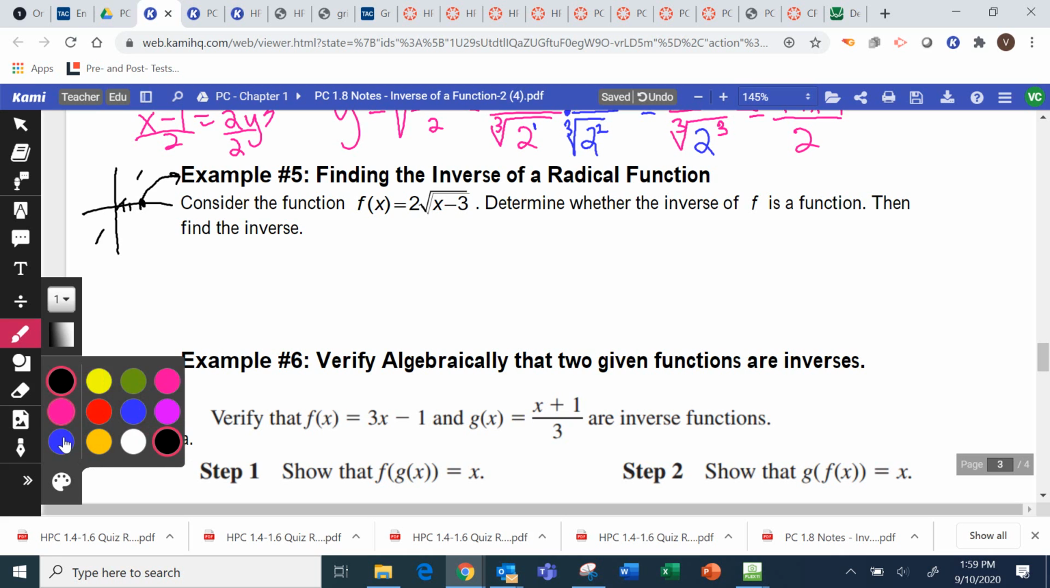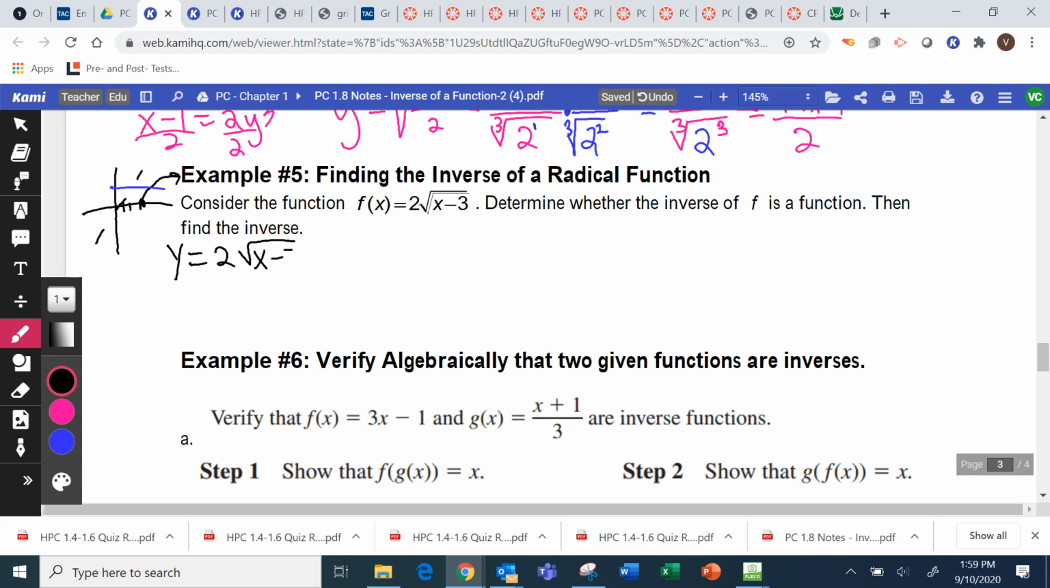So if I were using the horizontal line test on this, would that pass the horizontal line test? Then it will pass the vertical line test. This will be a function when we're done. Now we need to find it. So we've got y equals 2 square root x minus 3.